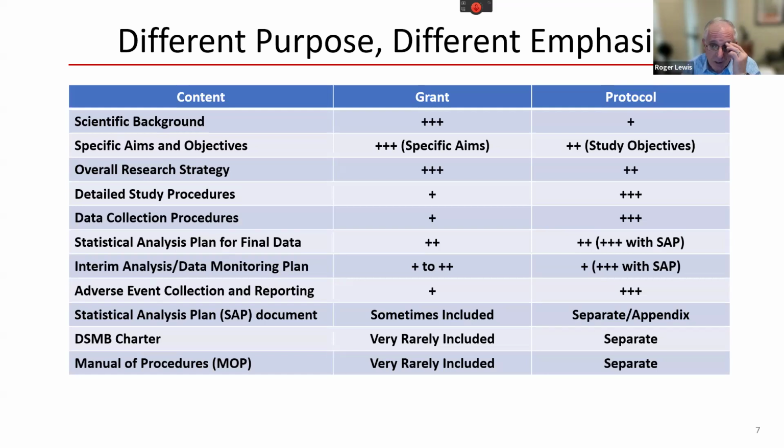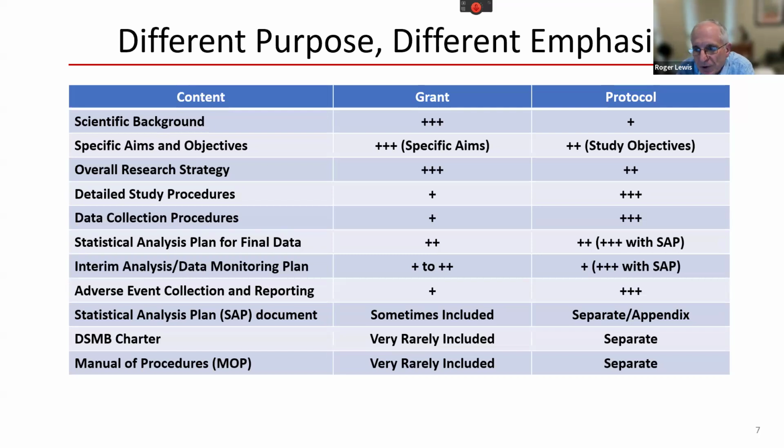So first, I want to emphasize the relative length and detail of these different sections in grants and protocols. Because one of the things that sometimes gives a hint that someone is very early in their research experience is there's too much detail in a document that doesn't need it and not enough detail in a document that does need it. So, for example, for the scientific background, which is explicitly stated in the grant, it's contained within the introduction and a protocol.